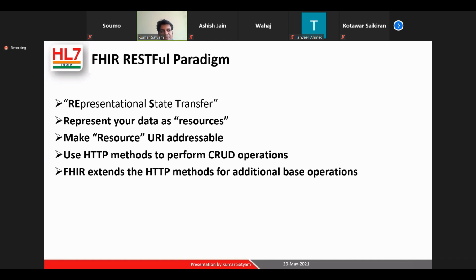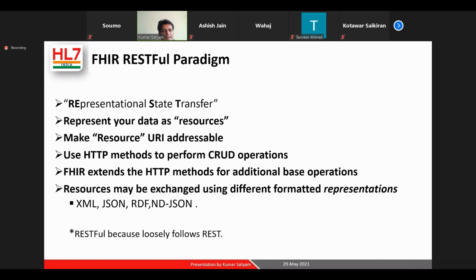Like for example, and this we saw in the last session, if we had to get everything for a patient, right? So there was an operation called $everything. Similarly, if you have to validate a data set, validate a code, or validate a structure definition, right? There is a $validate operation. So there are different operations which fall a little bit outside of the basic CRUD operations. So FHIR supports them as well.